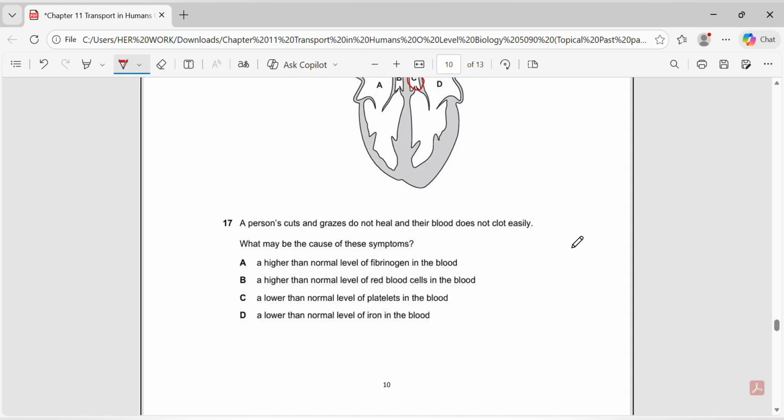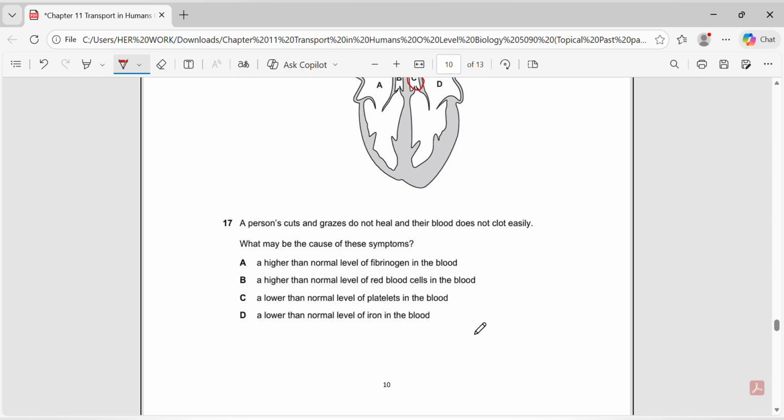Let's assess the options. In this question, we are told that a person's cuts and grazes do not heal properly and that their blood does not clot easily. This immediately suggests a problem with the blood clotting process. Normal clotting requires several components, particularly platelets and clotting proteins such as fibrinogen, which work together to form a clot and stop bleeding. If the level of fibrinogen were higher than normal, clotting would actually be faster, not slower, so this cannot explain the symptoms.